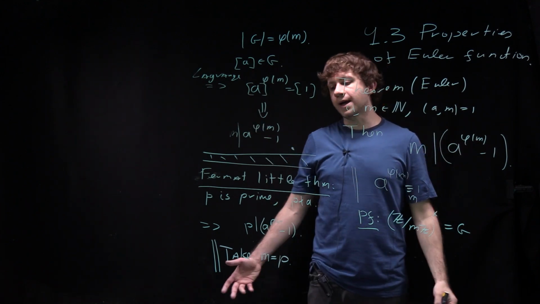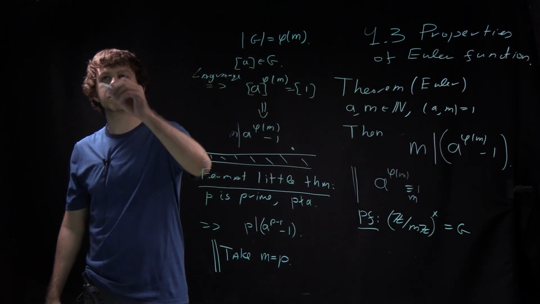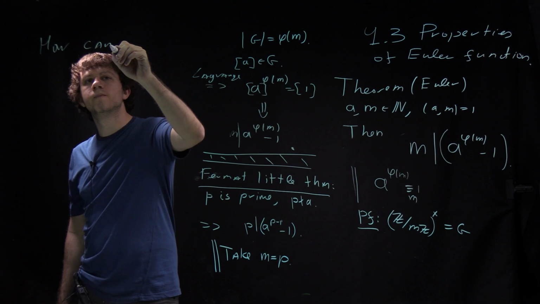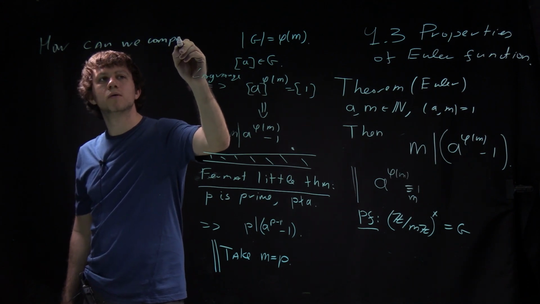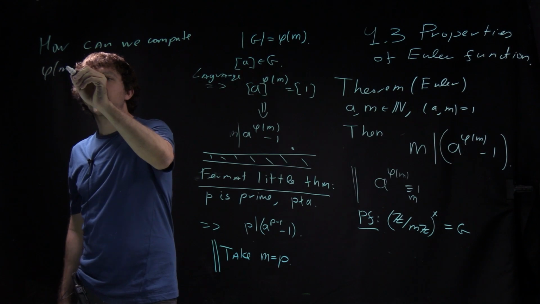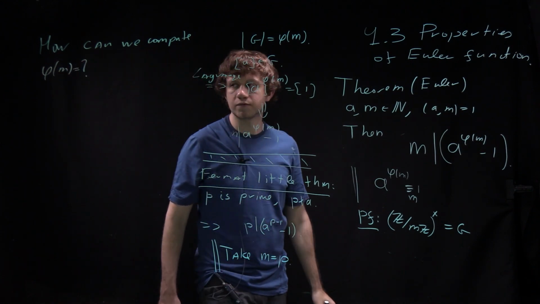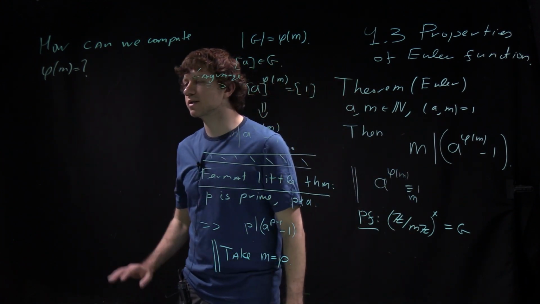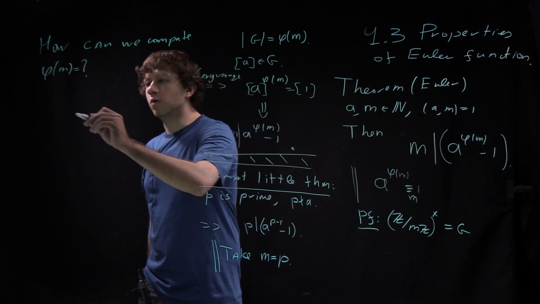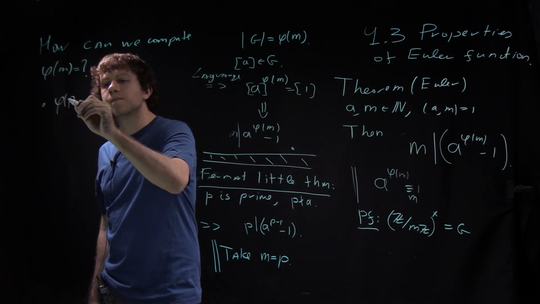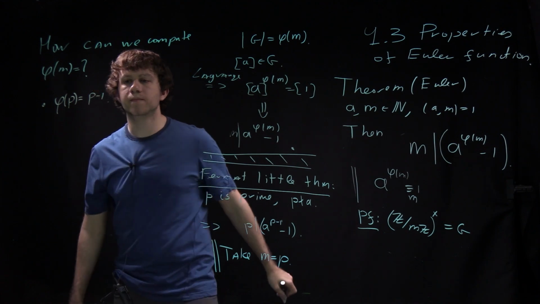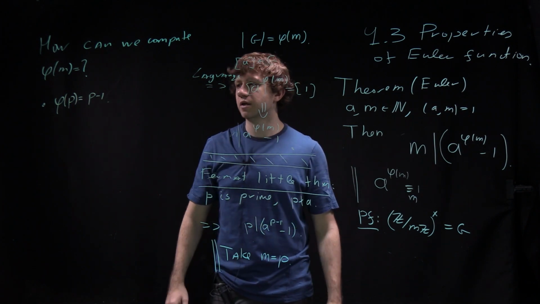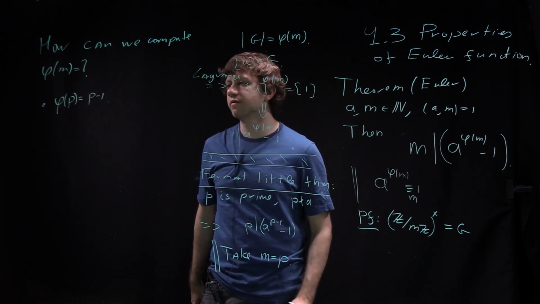Okay, so next question is how to compute the Euler function. How can we compute phi of m? And there are different strategies. There are at least two proofs maybe which are very interesting. Let me discuss maybe the more advanced one, and then I will say a few words about the other. So first, phi of p is p minus 1. And that's because we already discussed it, right?